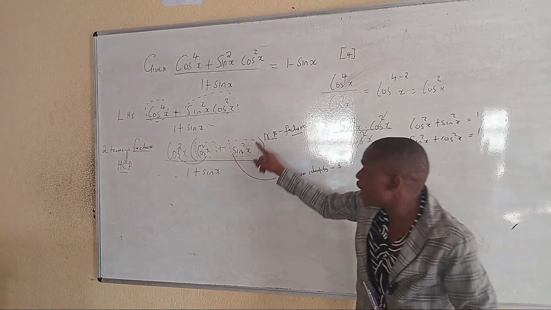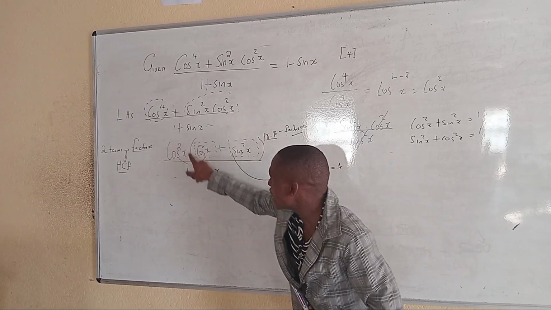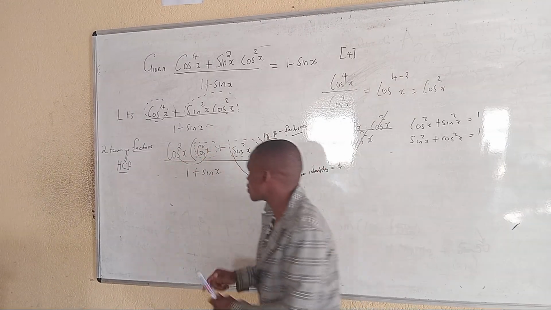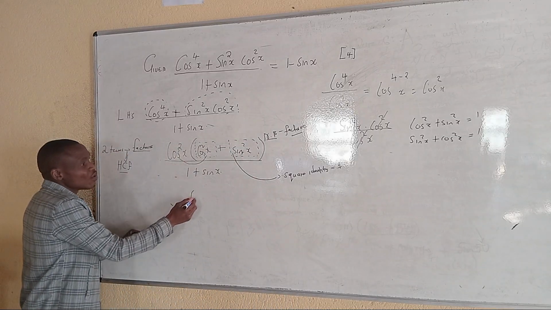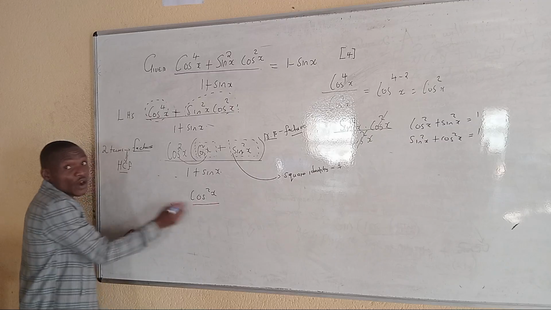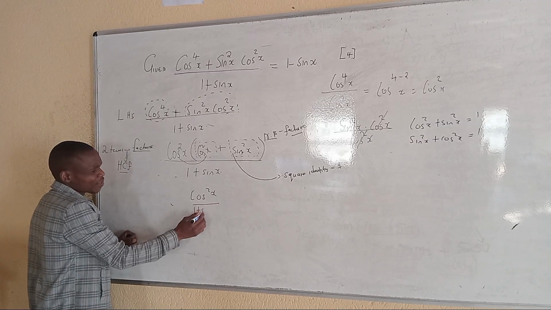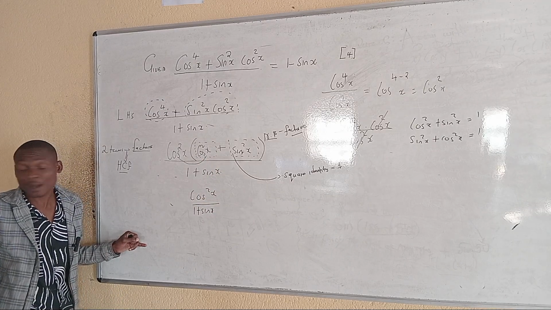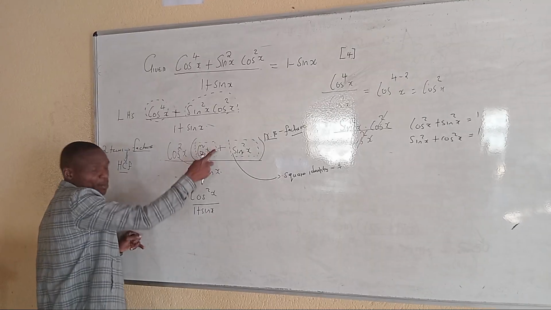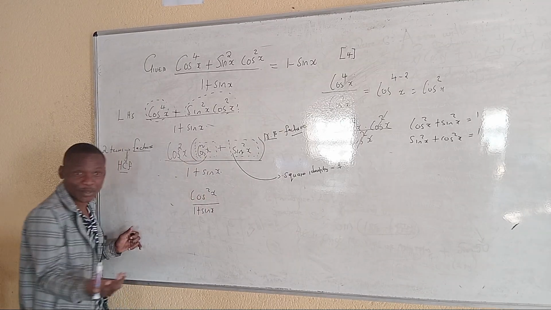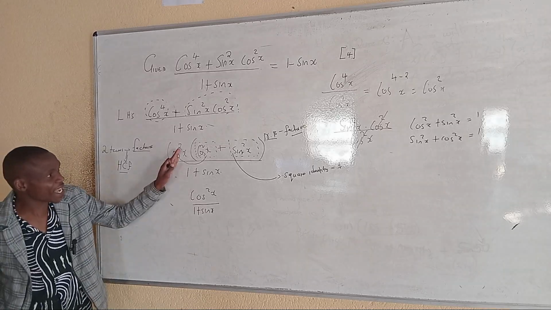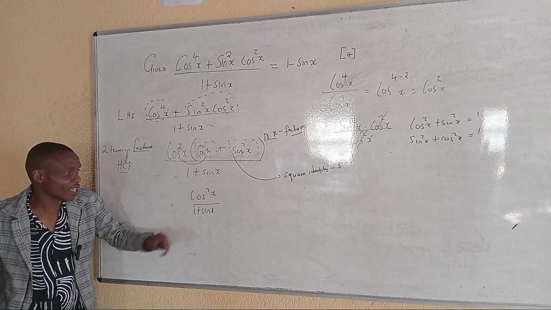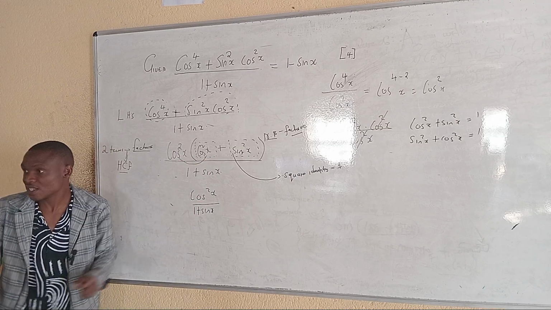So now I'm going to say cos squared x, bracket means multiplication, cos squared x times 1, which is cos squared x, over 1 plus sine x. In your exam, make sure that you show it's 1, then say cos squared x times 1. We must follow. So cos squared x times 1 is cos squared x. I still have 1 plus sine x.